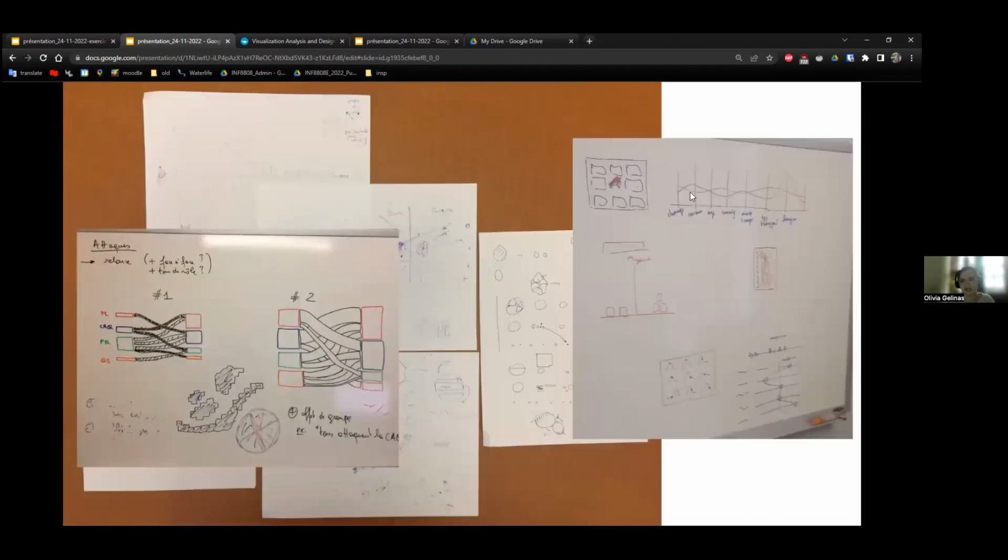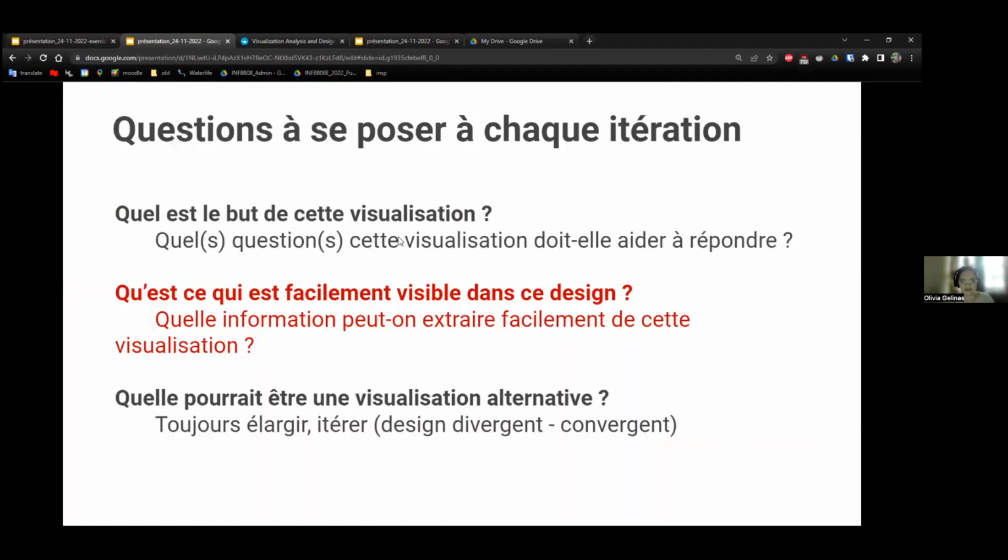And at every iteration, for example, at each phase of the design, we're going to want to ask a few questions to ourselves. So what's important is: what's the objective of this visualization? What's visible in this design? So what attracts the eye? What can we understand? What's the information that we can extract from this visualization? What's an alternative visualization?